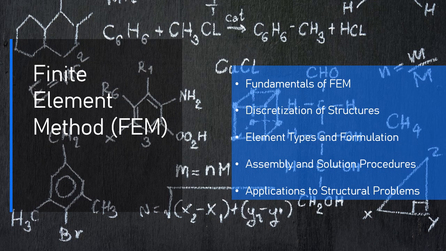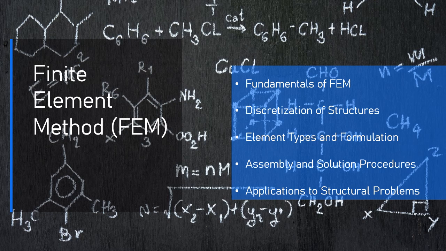4. Finite element method, FEM. Element types and formulation. In the finite element method, FEM, the entire structure or system is discretized into smaller, simpler parts called finite elements. Each element has a set of governing equations that represent its behavior. The type of element chosen depends on the geometry of the structure, the type of analysis, and the required accuracy.